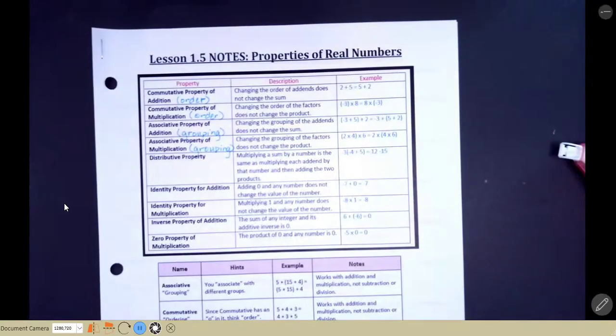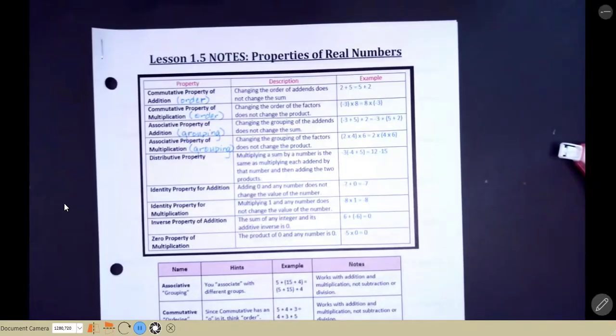So just because there are parentheses doesn't necessarily mean that it's associative. You have to look at the order first. Is it commutative? Has the order changed? If the order's changed, it's commutative. If the order hasn't changed, but the parentheses have changed, then it's associative.